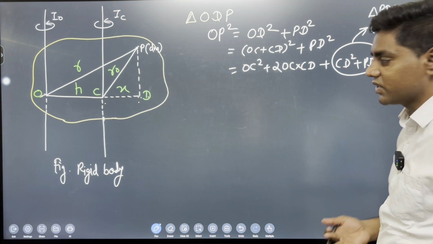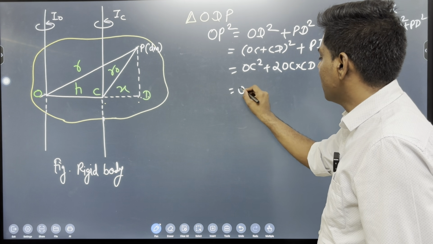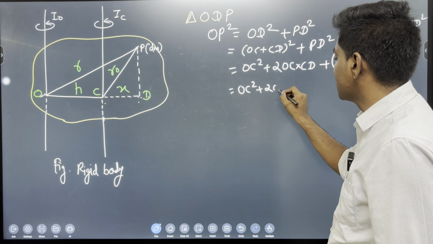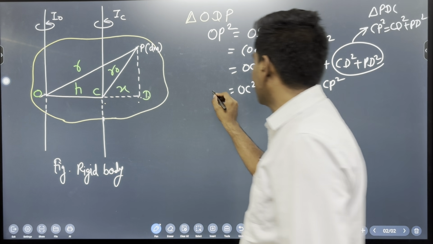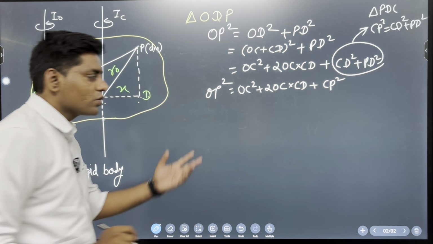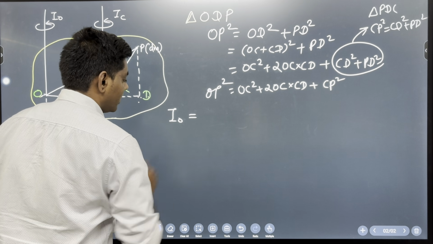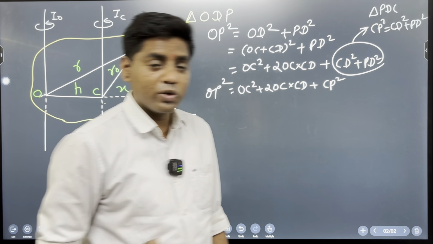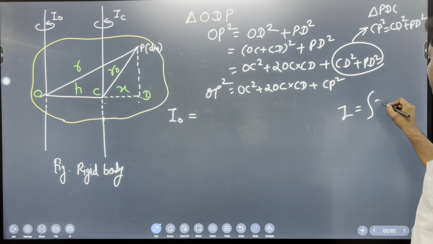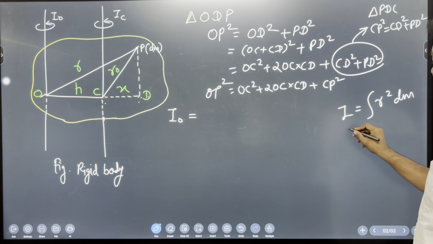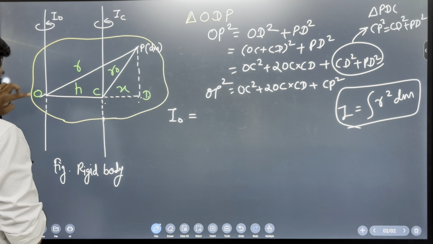So what is our observation? Very simple. We replace this statement by CP square. So we get OC square plus 2 times OC into CD plus CP square, and then OP square. So we get the statement. As we know, whenever the body is homogeneous, how do we calculate the moment of inertia of that homogeneous body? Integration of R square dm. According to this formula, we have to solve the moment of inertia about any axis.